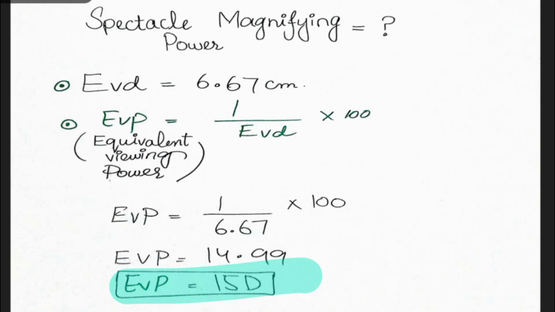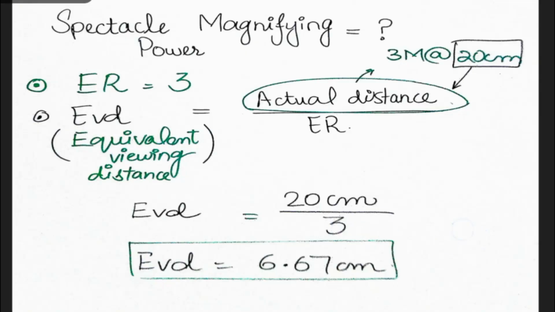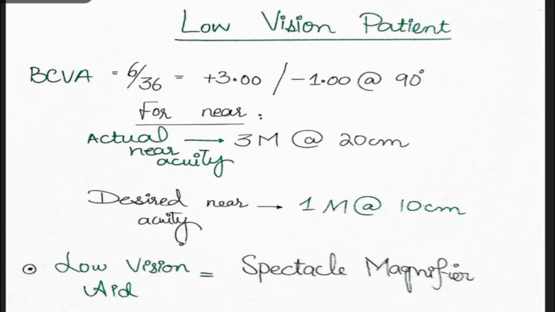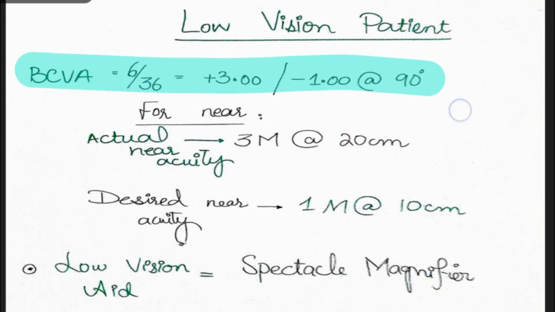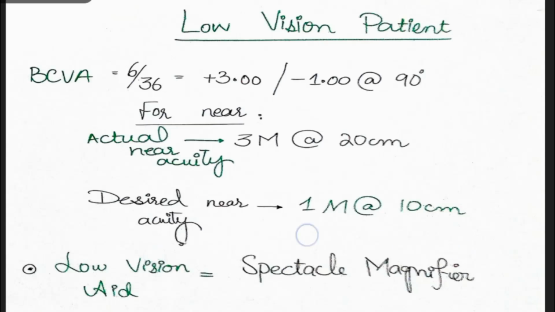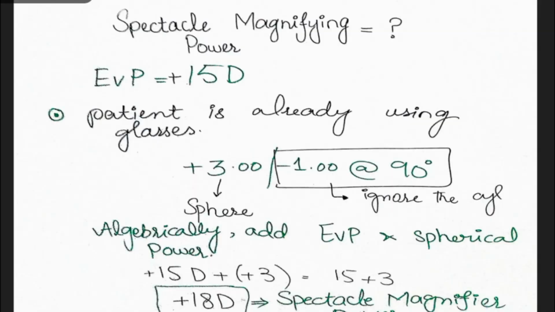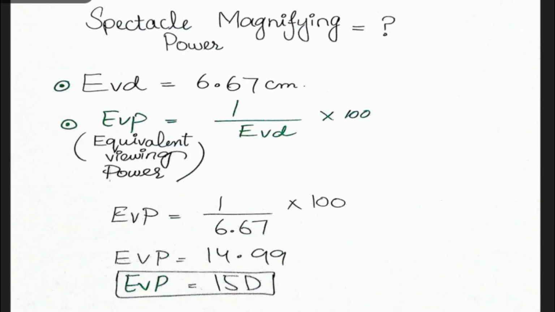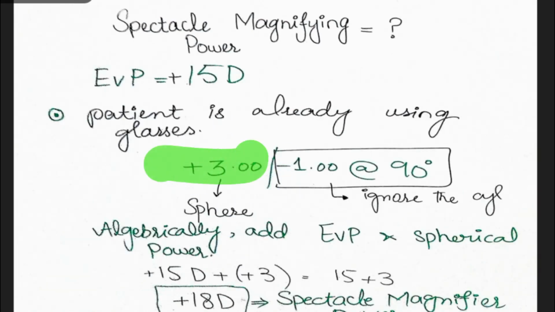But this doesn't end here. You have to see whether the patient uses any glasses or not. Over here, before moving to the low vision aid, you have been told that the patient already uses glasses in order to see distant objects clearly, or to have a visual acuity of about 6/36. So you know that the patient is already using this prescription. So what will you do now? Always remember that you have to ignore the cylinder for the low vision person, and you have to focus on the sphere.